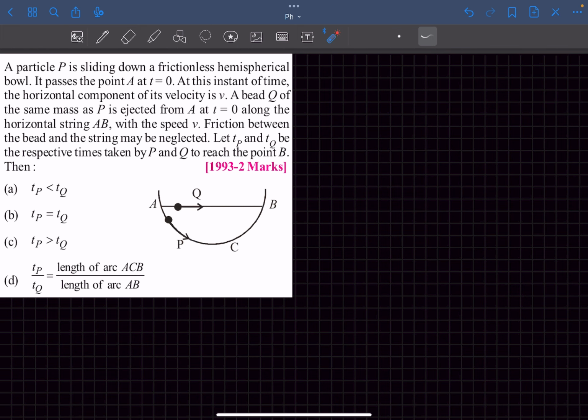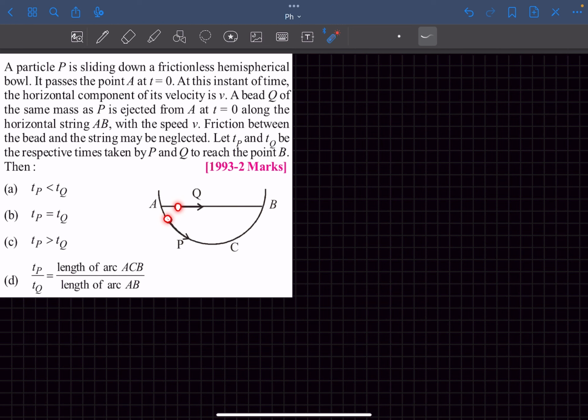So let's go into this problem. We have a particle P that is sliding down a frictionless hemispherical bowl. It passes the point A at t equals 0, and at this instant of time, the horizontal component of its velocity is v. And this bead has the same mass as this, and it is ejected along the horizontal string AB with the speed v.